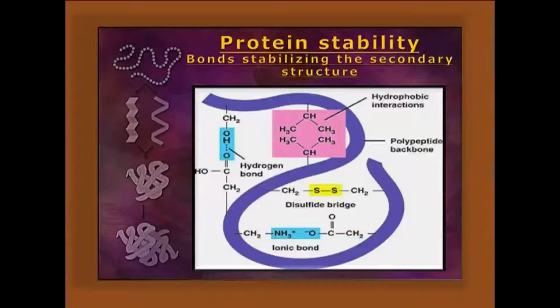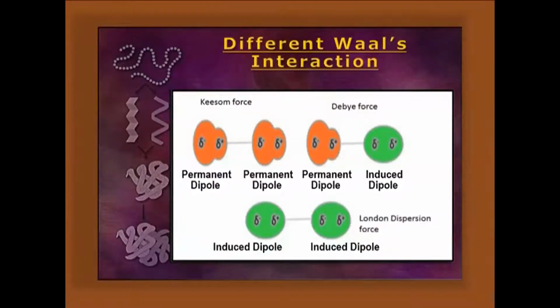As well as we can find various types of van der Waals interactions, that is permanent or induced dipole. If the dipoles are permanent, the force is called Keesom force. If a permanent dipole induces another dipole, that is called Debye force. If both the dipoles are made by induction, that is called London dispersion force. All these forces are involved to stabilize a protein structure.